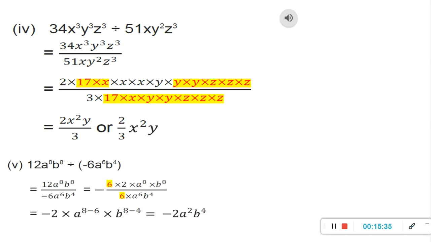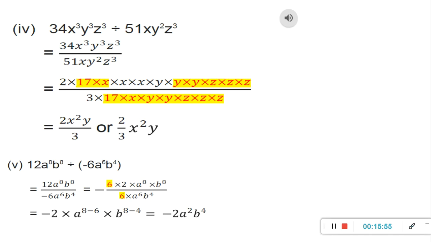Now the fifth one, 12 a raised to 8 b raised to 8 divided by minus 6 a raised to 6 b raised to 4. Okay. So here we are solving by law of exponents. In every case, solve by law of exponents. Okay. But here it is very lengthy, means the power is a bigger number. So we have to multiply a 8 times and b also 8 times. So that is why I'm doing it like this. You can do it in any way.